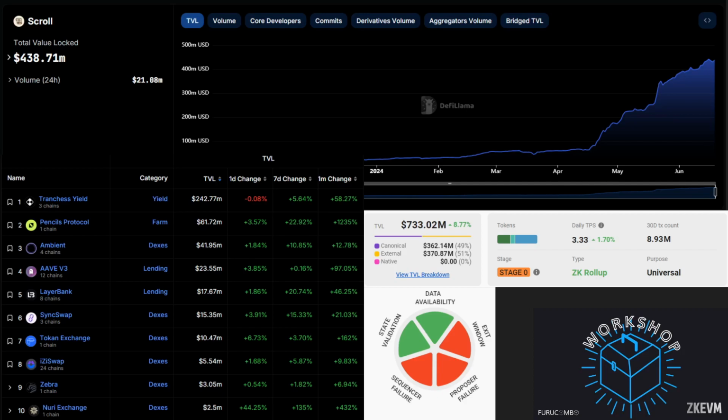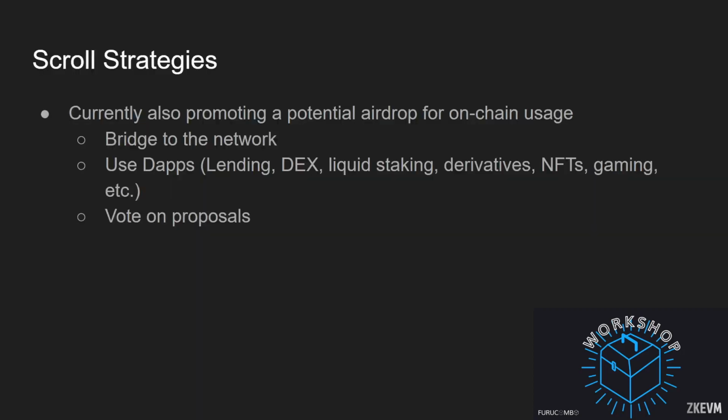Ambient, their DEX at 42 million. And then we have two lending protocols, Aave and Layer Bank, at 23 million and 18 million. So currently they're promoting a potential airdrop for on-chain usage. Similar to the others, you're going to want to bridge to the network. You're going to want to use dApps, so deposit into a lending protocol.